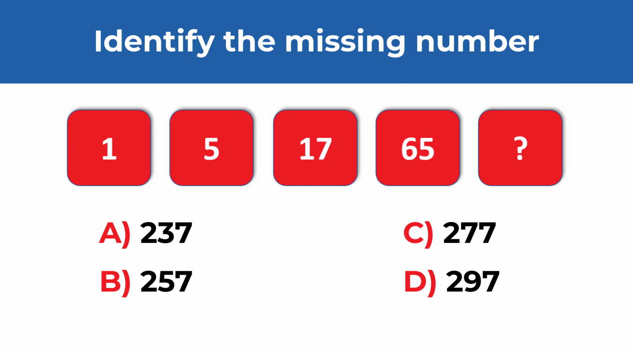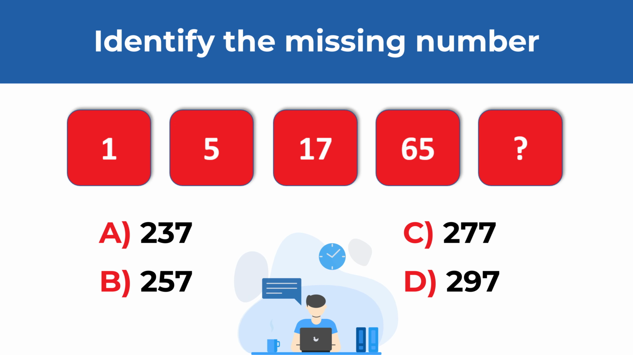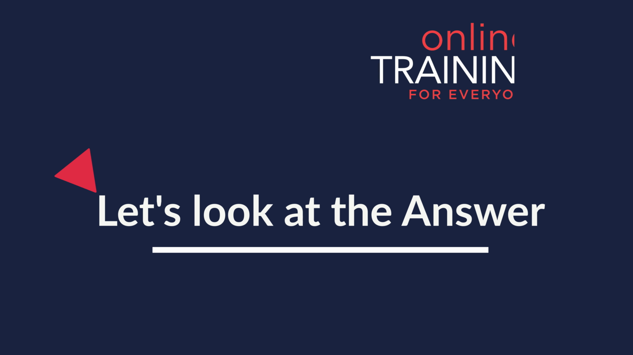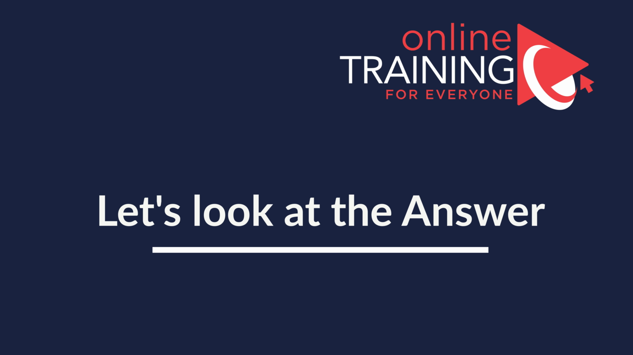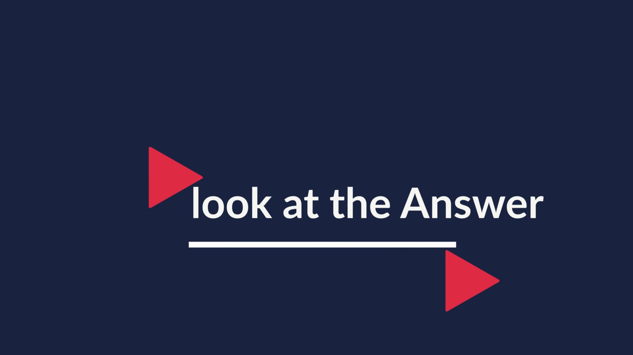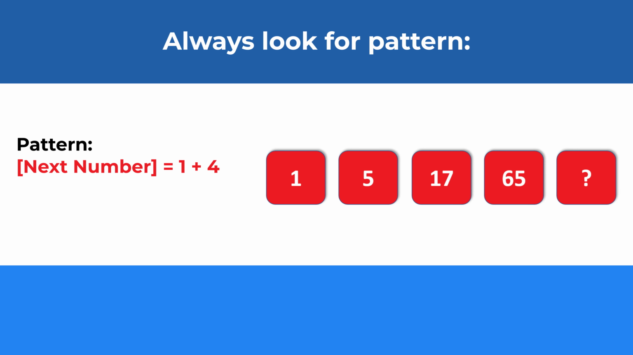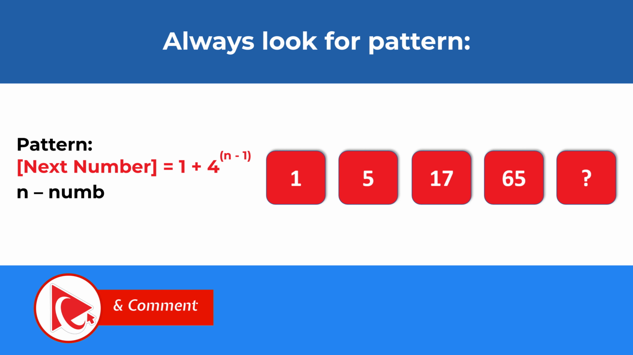Do you see the answer? Give yourself a little bit of time. Maybe pause this video to see if you can come up with the solution. Ready or not, let's move forward and look at the final answer. To solve these types of problems, my advice to you, always look for patterns. And the pattern here is that the next number is calculated as 1 plus 4 to the power of (n minus 1), in parentheses. And here is the number sequence.